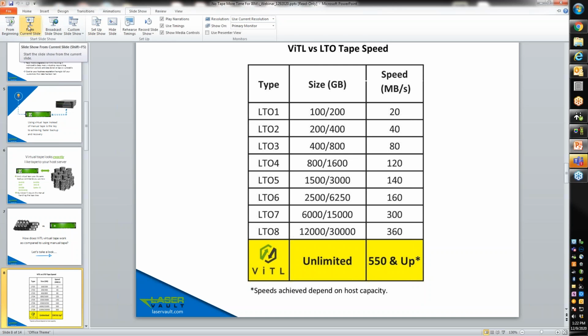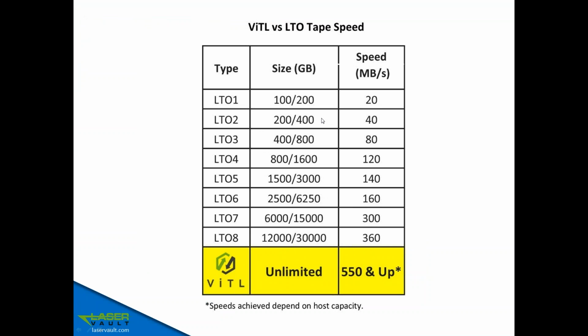We talk about speeds of the backup. If we look at the comparisons of these megabyte per second speeds with the different LTOs all the way up to LTO 8, we can see down below the size limits of those tapes. The VTL solution has an unlimited size on tapes, so your backups will no longer take up more than one tape if they currently do, or ever. And the backup speed, so 550 megabytes per second and up.